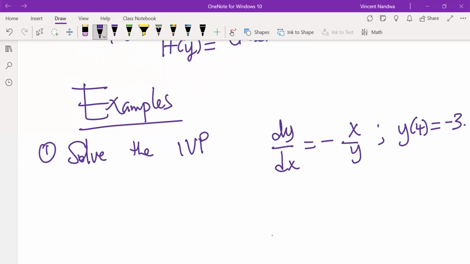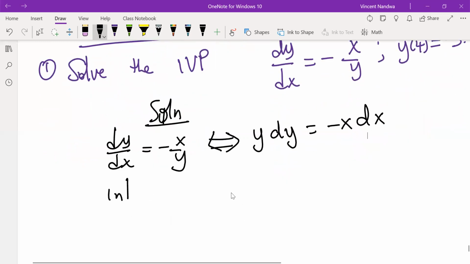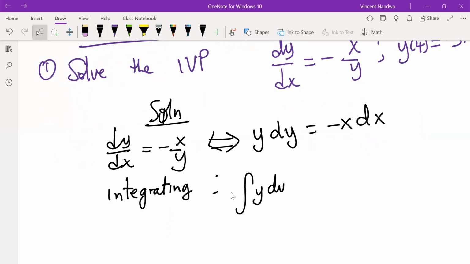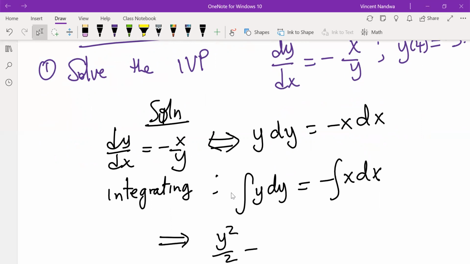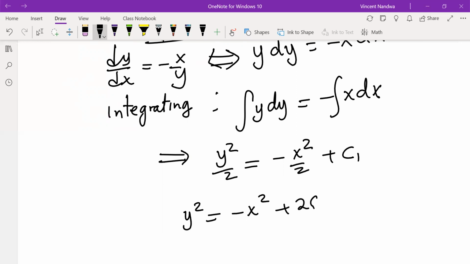Now, to solve this, note that dy/dx equals negative x over y. We can multiply through by y, so y dy equals negative x dx. Now integrating, we have the integral of y dy equals minus the integral of x dx. So this follows that y squared over 2 equals negative x squared over 2 plus c, let's say c1. Multiply through by 2 and we have y squared equals negative x squared plus 2c1.